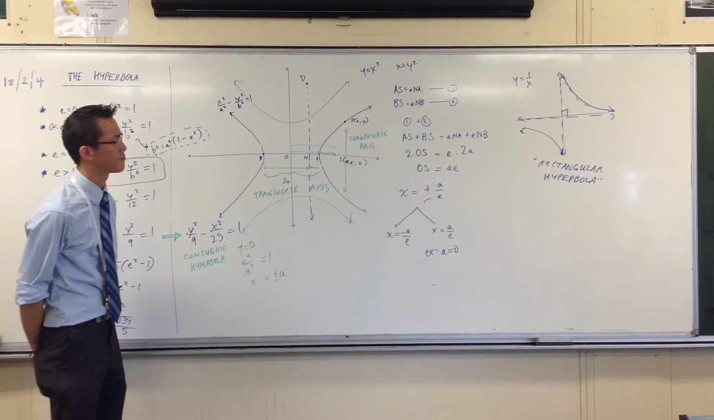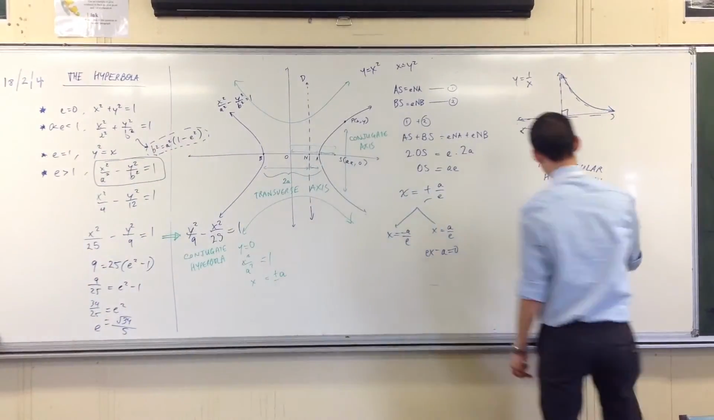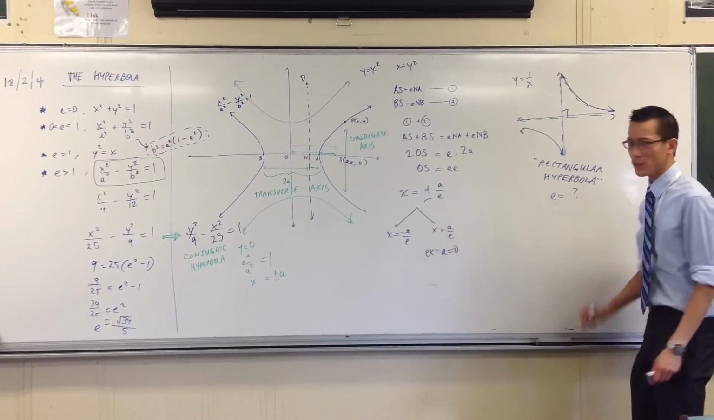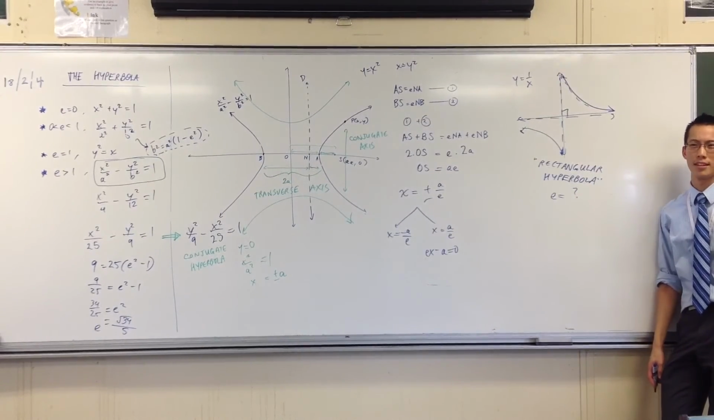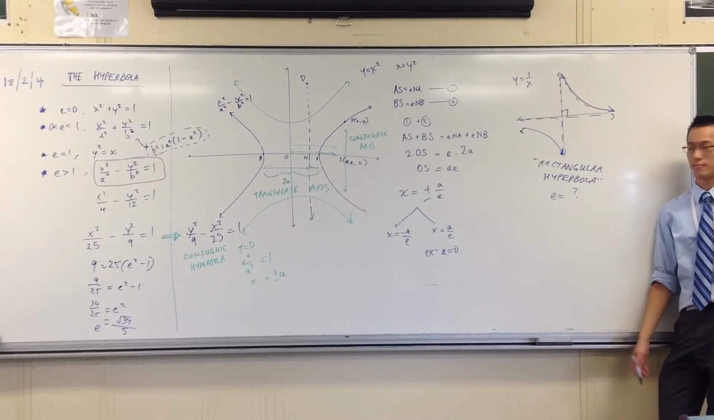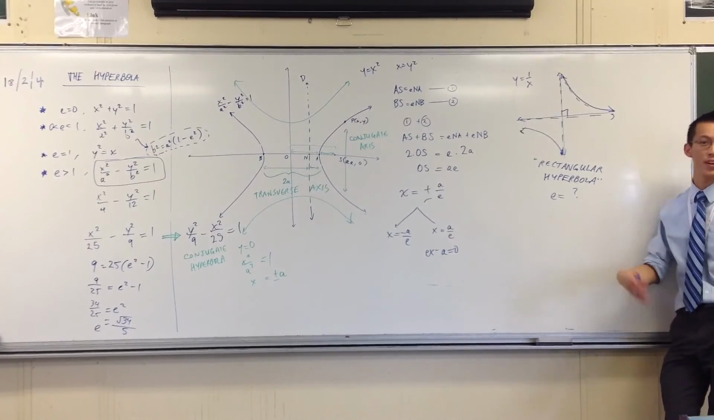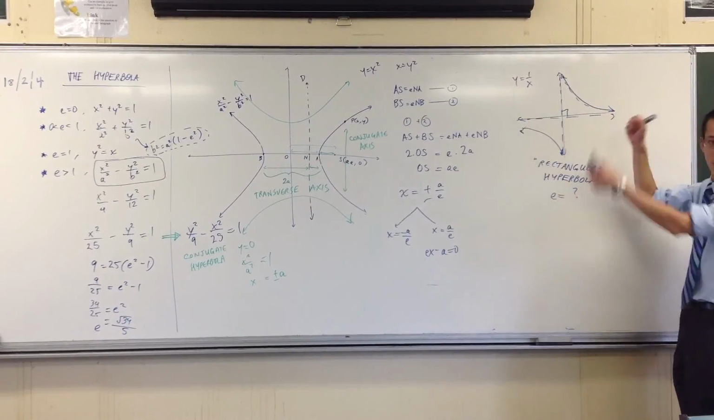Okay. Now, here's a task for you to go and have a think about. What's the eccentricity of this thing? Every rectangular hyperbola has the same eccentricity. Do you believe me? But what is it, and how do you show it? You can get the answer. It's a very nice, neat number. But why is that? Why do they all have the same one? Any which way you turn it, it's still the same.